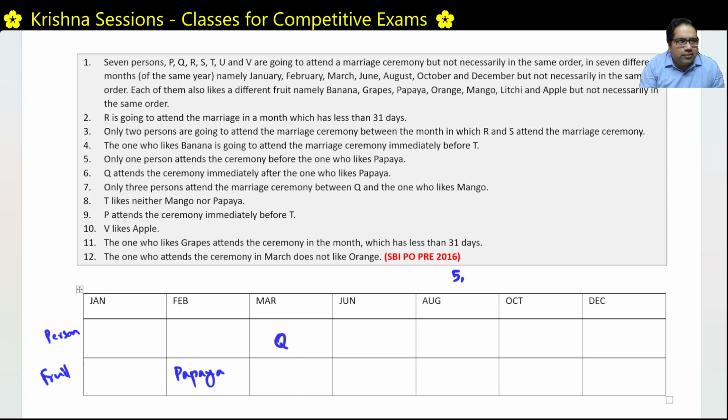So the second hint that we have got is 6. He is attending the ceremony immediately after the one who likes papaya, immediately after Feb, that means March. Q is in March. 5, 6.